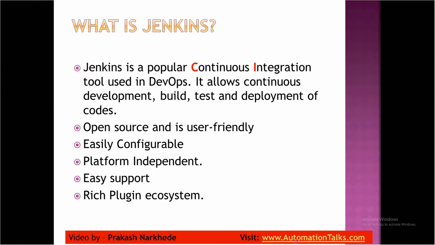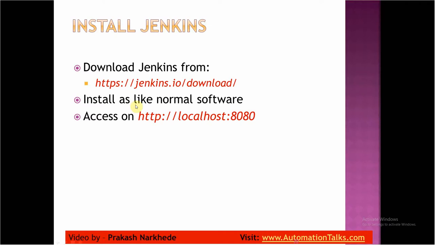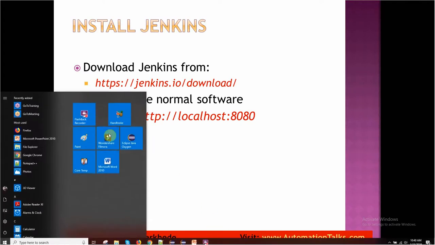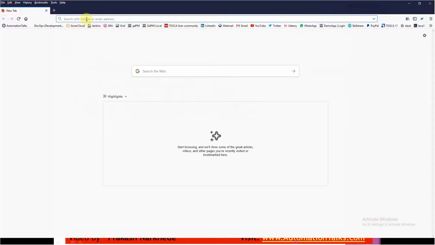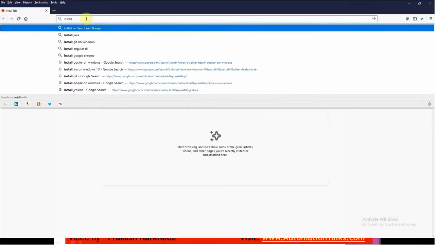So it is easily configurable, and it is platform independent. You can run it on any platform where Java works, right? Because it depends on Java. And it has easy support. It has a huge community, because most of the organizations use Jenkins. So you can find a rich community from which you can expect help on Jenkins. So this is a little bit about Jenkins. Now let us see how we can download and install Jenkins. Downloading and installing Jenkins is pretty easy. Since I already have it installed, I am not going to install it again.